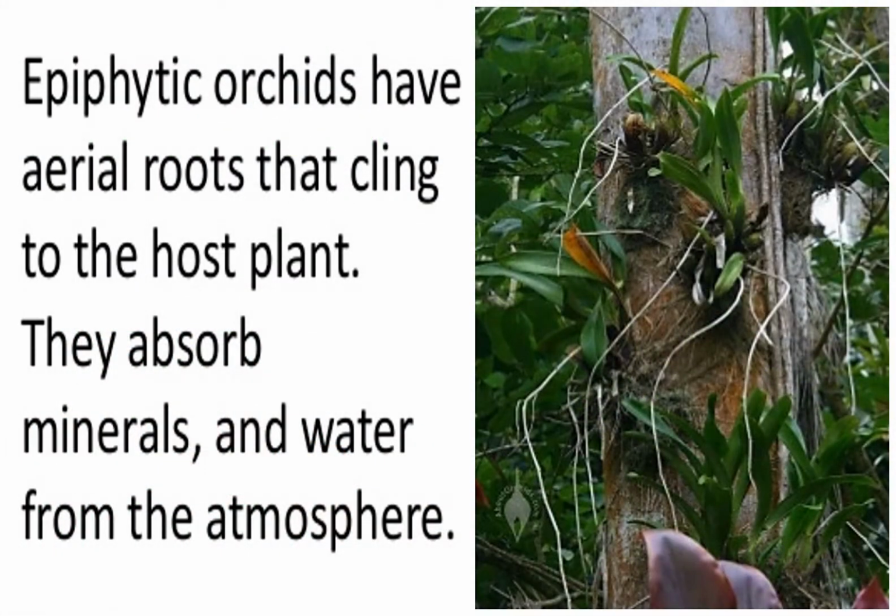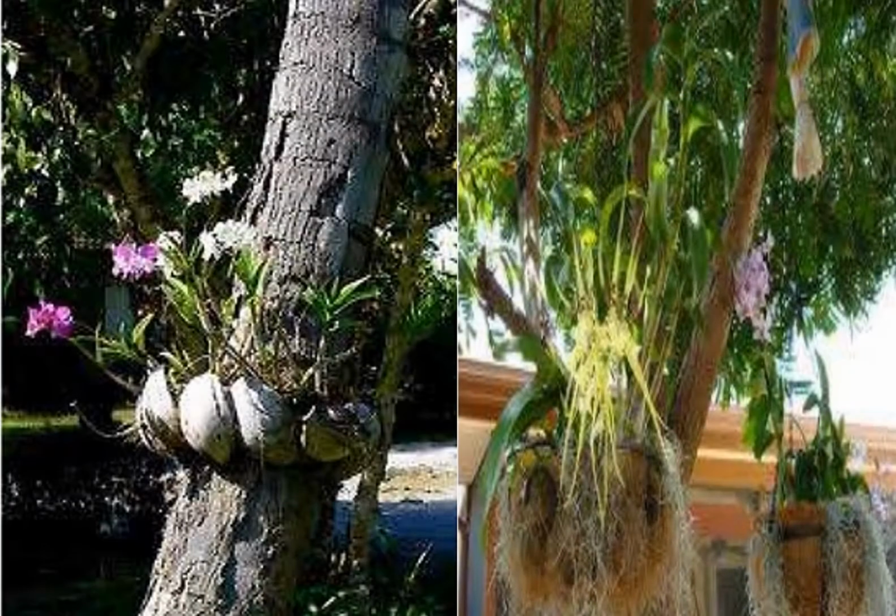So these epiphytic orchids have aerial roots that cling to the host plant. So they absorb minerals and water from the atmosphere. So these are examples of structural adaptations. Long roots that enable them to cling to the trees. Right, so if you look at the picture here, the orchids, the roots are hanging so they can absorb the moisture from the air.